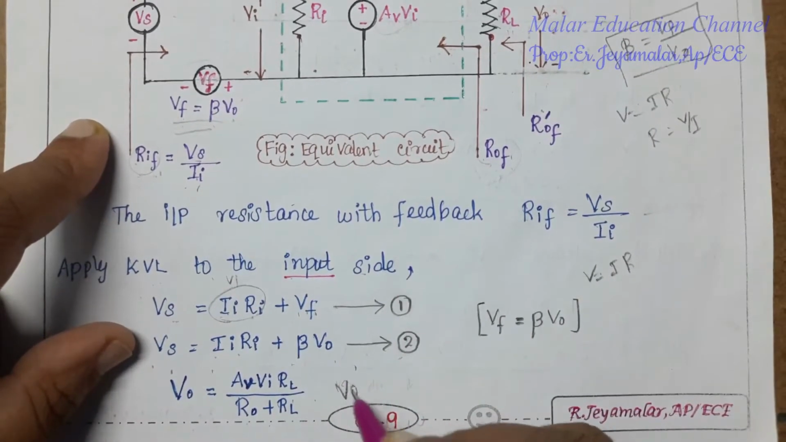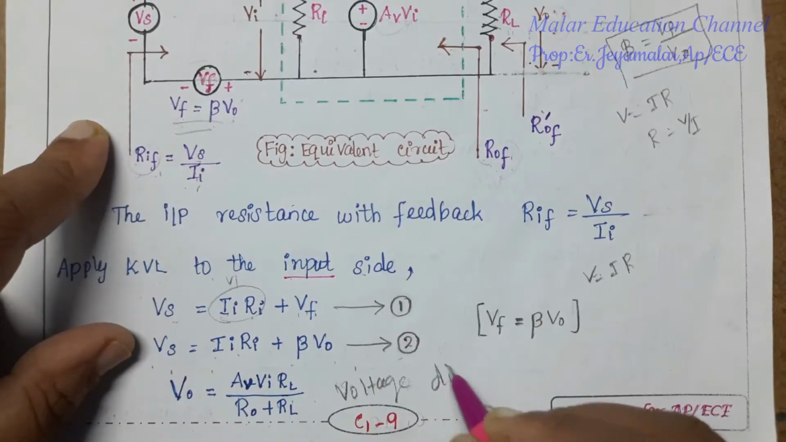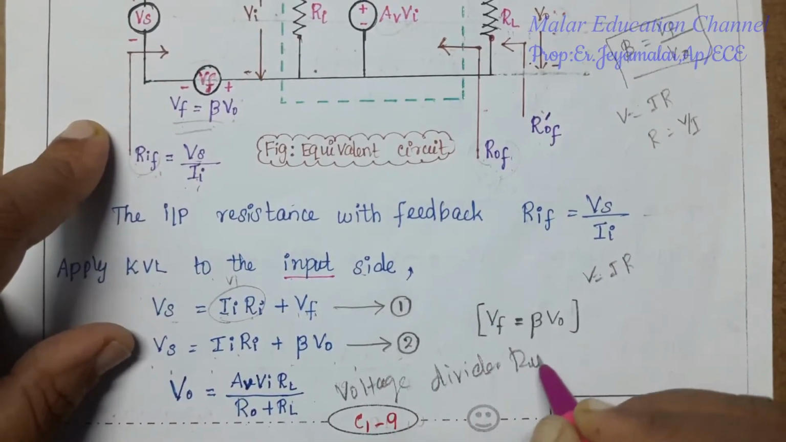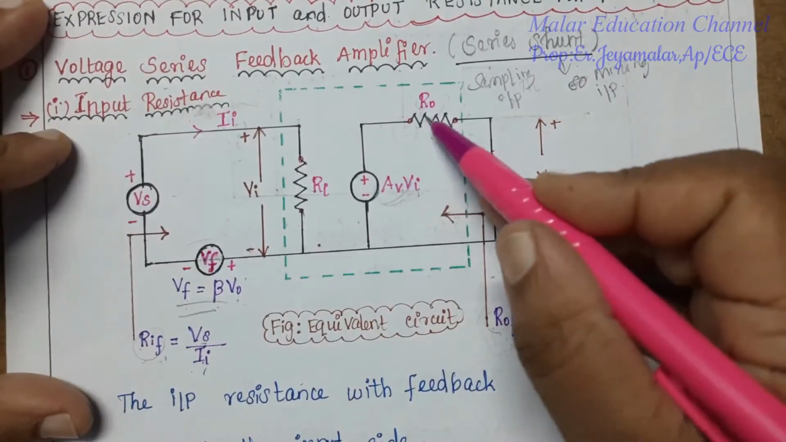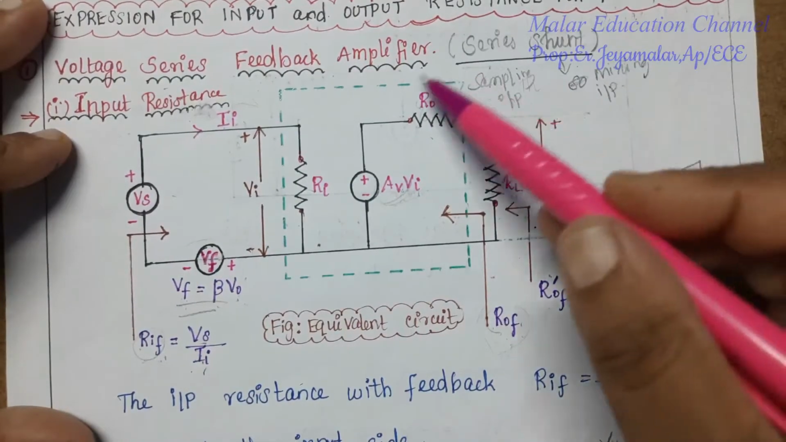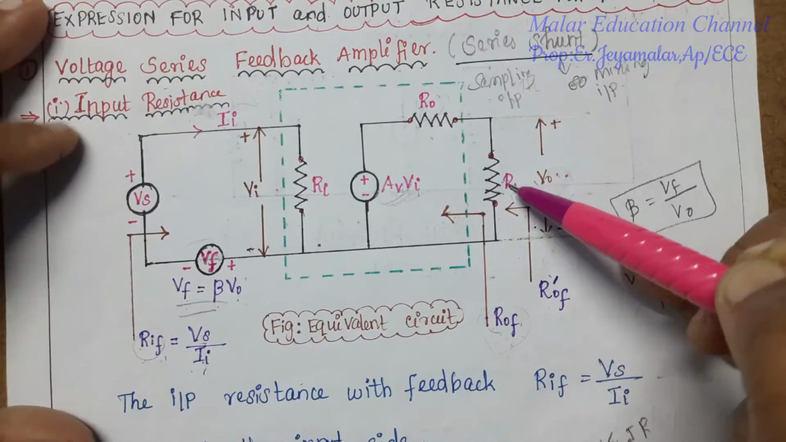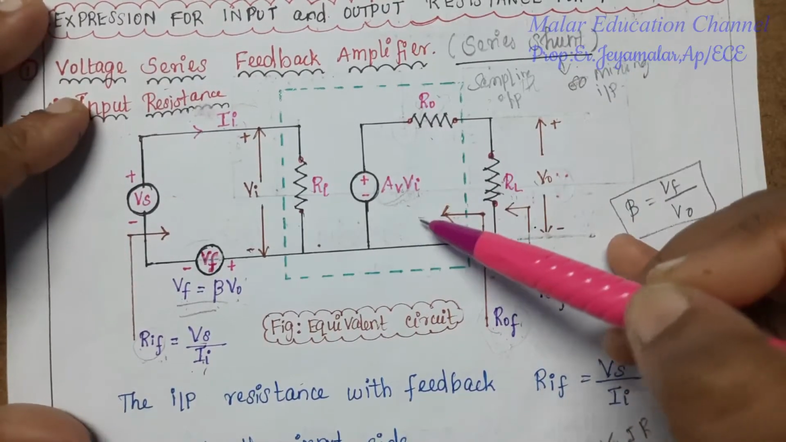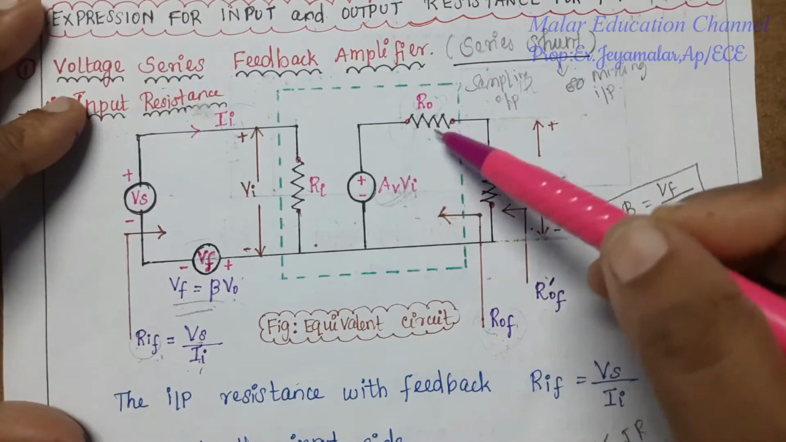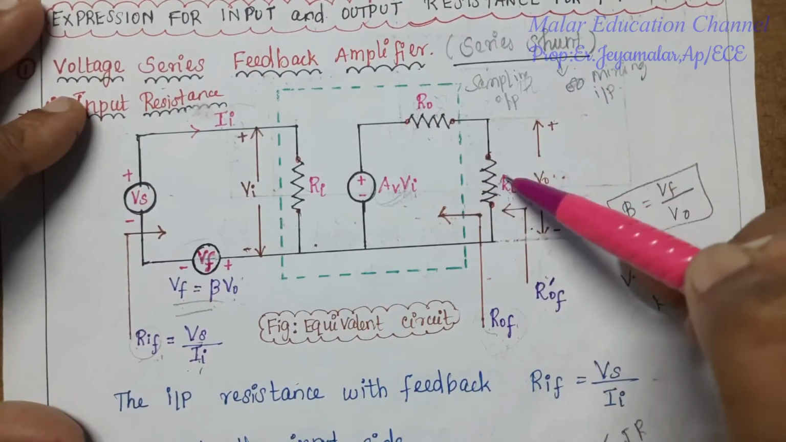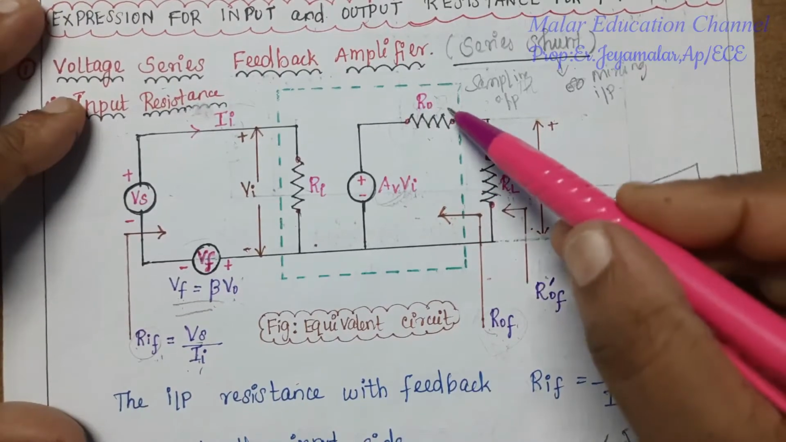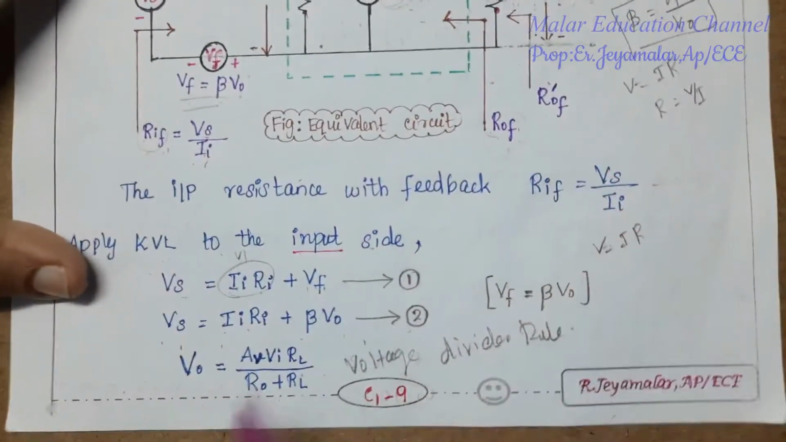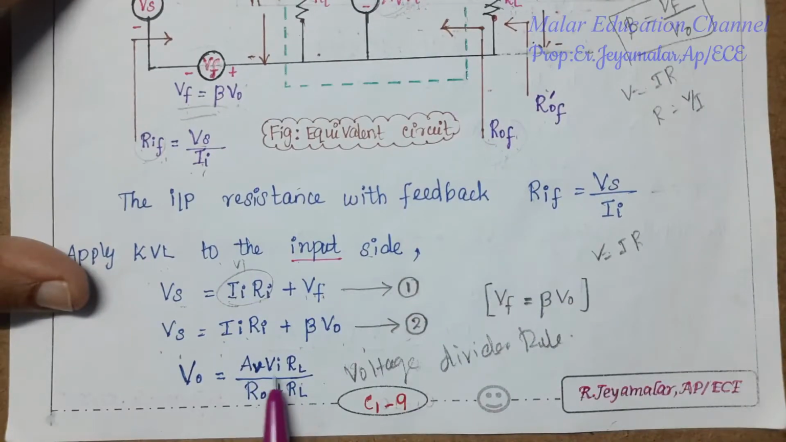We know the voltage divider rule: AV into Vi, R naught divided by R naught plus RL. These two resistors are in addition format and these two are in multiplication format. So AV into Vi into RL, the whole divided by R naught plus RL. V naught equal to AV into Vi RL divided by R naught plus RL.